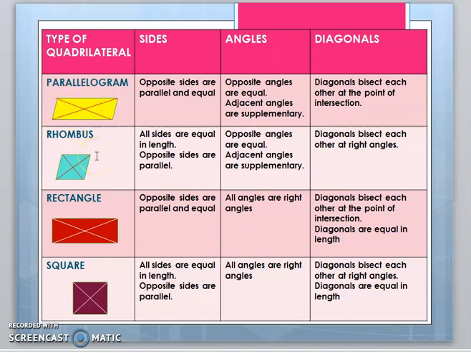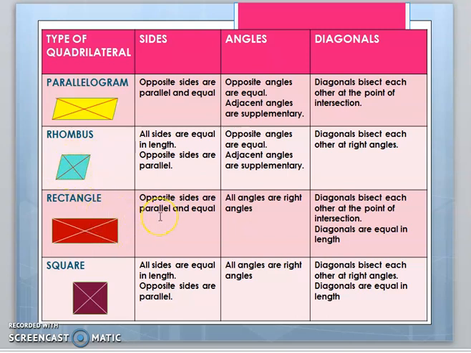Next is rhombus. Rhombus is also a parallelogram, but all the sides of the rhombus will be of equal length. So parallelogram which has all sides equal is known as a rhombus. So it will satisfy all the properties of parallelogram. Opposite angles are equal for a rhombus as well, and adjacent angles are supplementary. Diagonals, they not only bisect each other but also bisect at 90 degree. That means this angle that is formed between the two diagonals, this is 90 degree each.